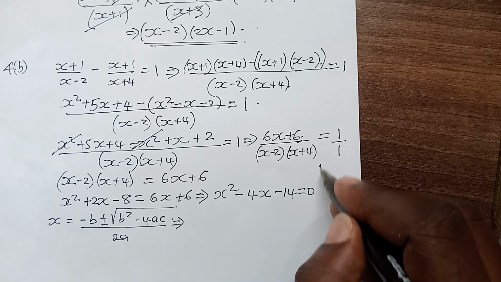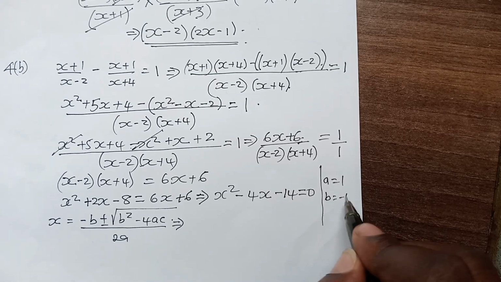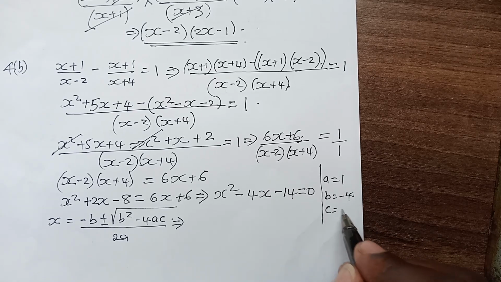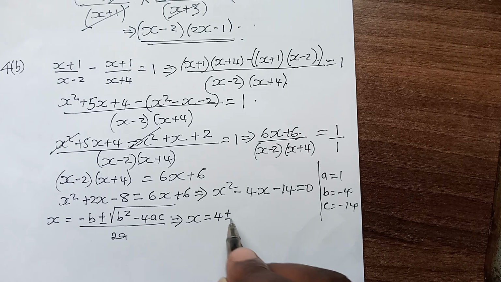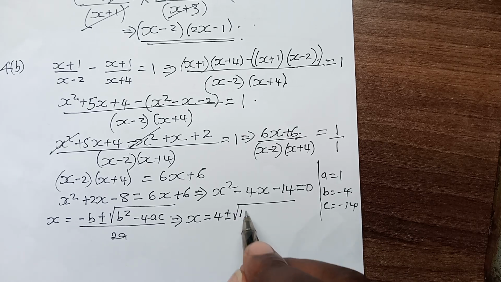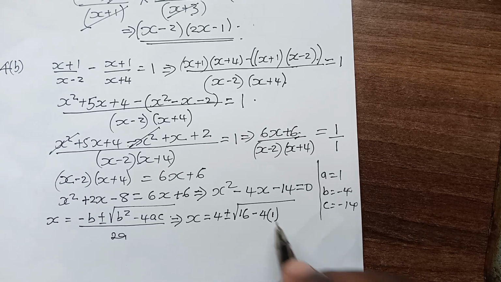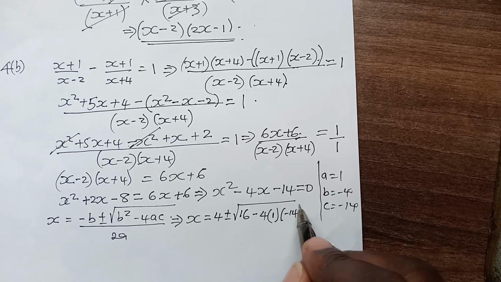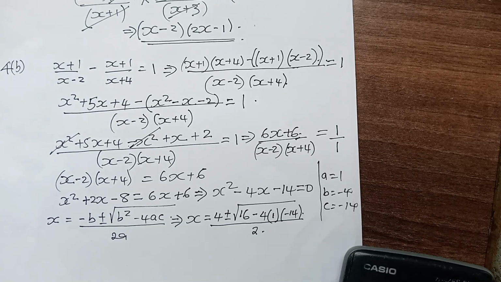In such a case, of course, we know our a is 1, you can see it here. Our b is minus 4, it's here. And our c is negative 14, it is this one. So x, by all means, is going to be minus b, so minus minus 4 is positive 4, plus or minus the square root of negative 4 squared, which is going to be 16, minus 4 times 1 times minus 14, and everything over 2 times 1, which is 2. Now it is this part we must simplify.